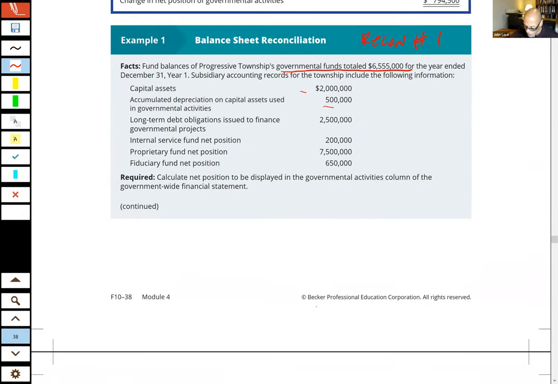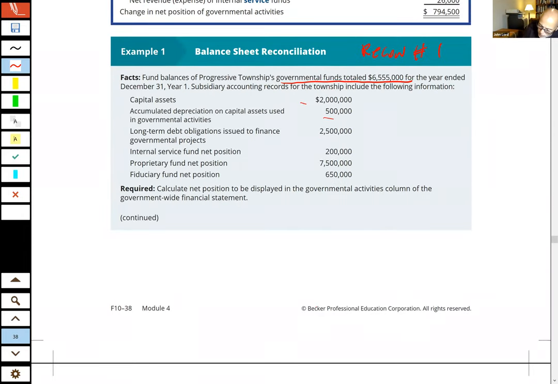Now, what's maybe more important about this is what you leave behind. Don't pick up proprietary funds because that's including what? Both the enterprise fund and the internal service fund. And the enterprise fund is in the business type activity column, isn't it? Be careful. Don't pick up the fiduciary funds because they are not consolidated, right?